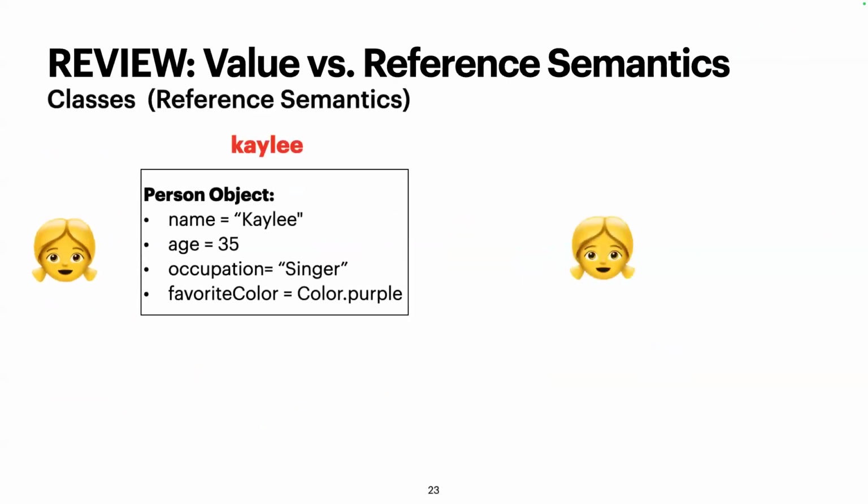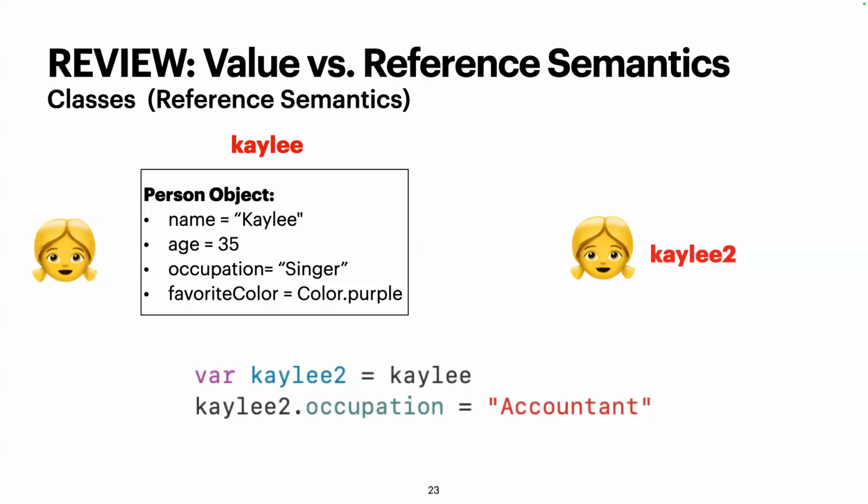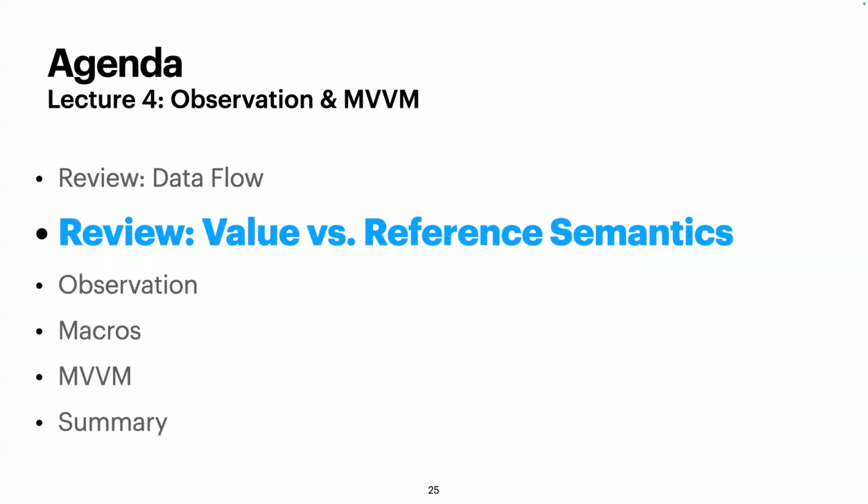In contrast with classes, we have Kaylee and Kaylee2. Kaylee2 points to the original data of Kaylee. And when we do Kaylee2.occupation equals account, we're actually modifying the original Kaylee's occupation property right there. So they both are account. All right, so that was a quick review of data flow and value versus reference semantics.